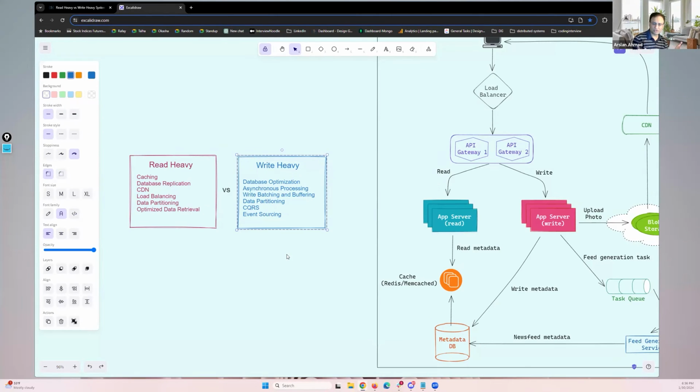Similarly, write heavy, so database optimization. Generally, write heavy systems are those with frequent writes coming in, not like uploading a bigger file. They have so many writes coming in, like a logging system, where logs come at a very high speed and in crazy numbers. Or a performance monitoring system, where metrics come from thousands of machines and you need to store them. Those kinds of systems.